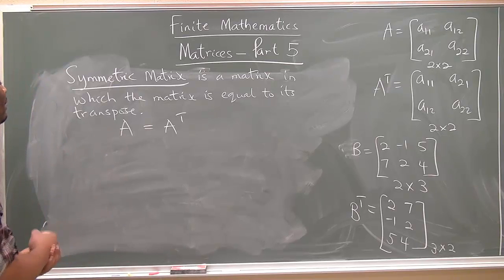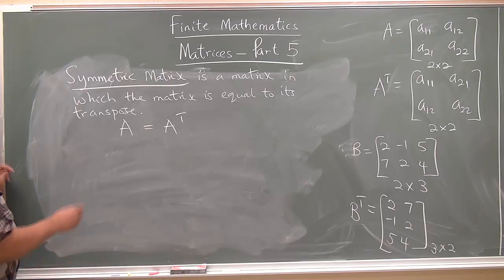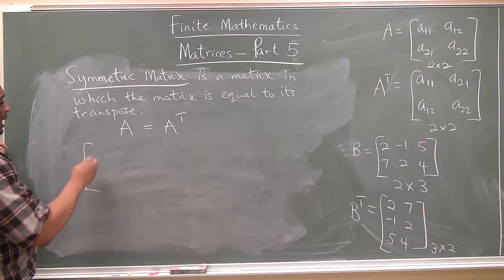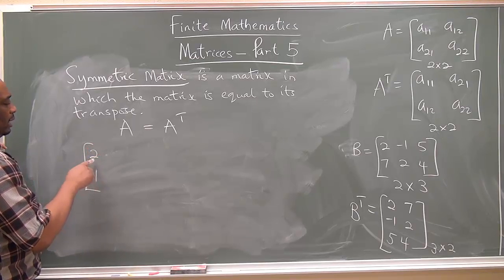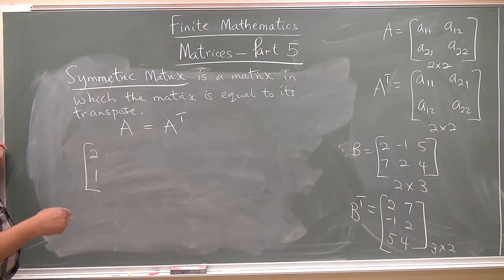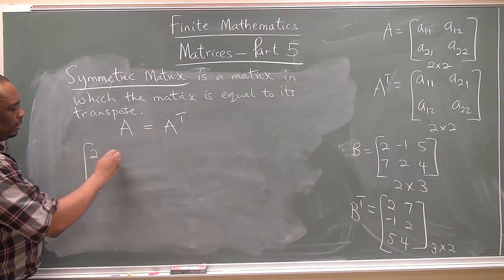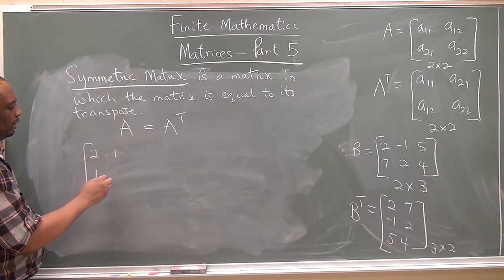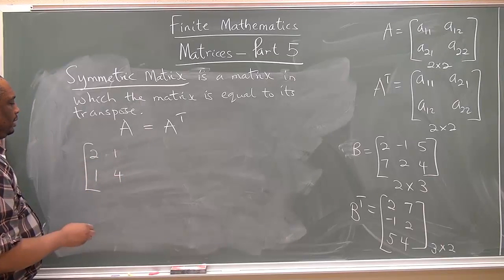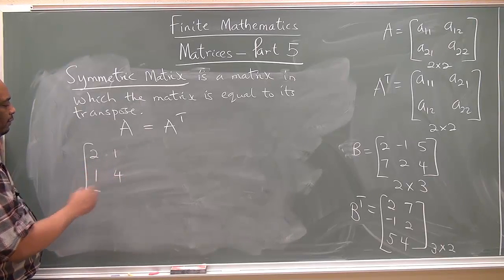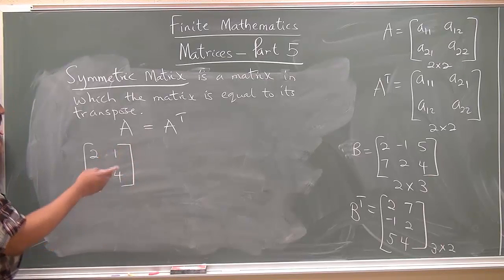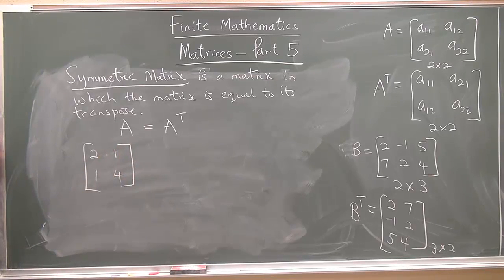See examples of symmetric matrices. The way to write symmetric matrices, you have to really be careful with the way you write it. If we have 2, 1 here, then I just put 1 here, because this will be my 2-1, and then this can be 4. So 2, 1, 1, 4. This is a 2x2 symmetric matrix.